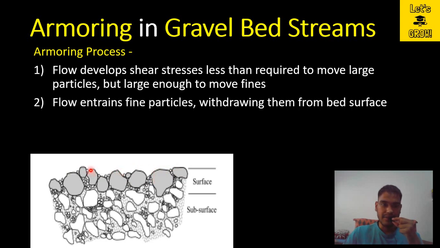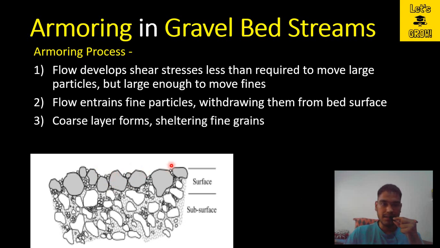on the surface. So the flow entrains the fine particles, withdrawing them from the bed surface. All those fine particles will be transported due to the shear stress, and the coarser particles will stay in the same position because the shear stress is not big enough to transport them.